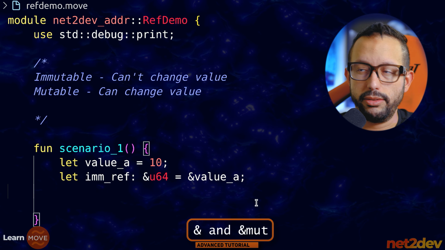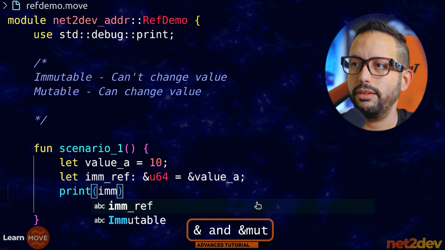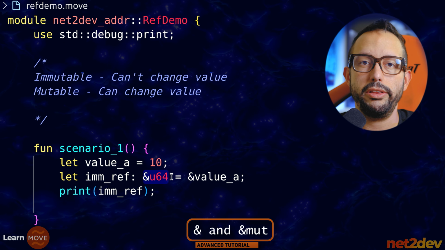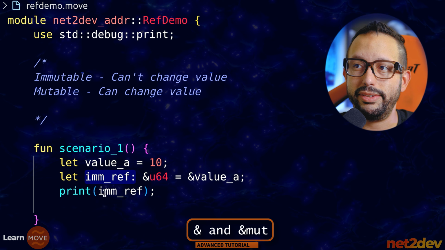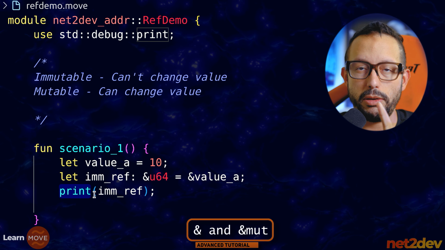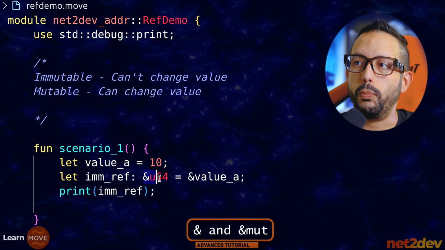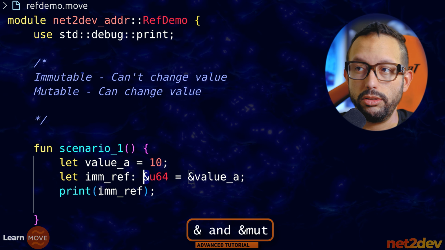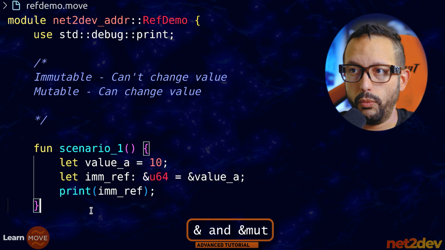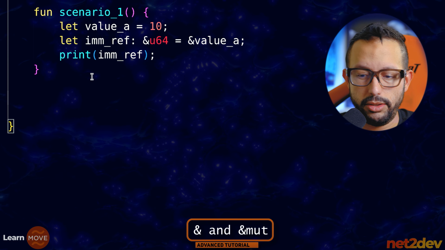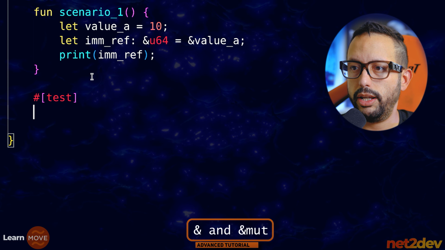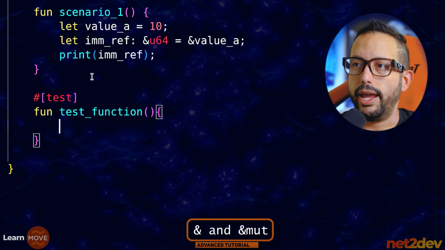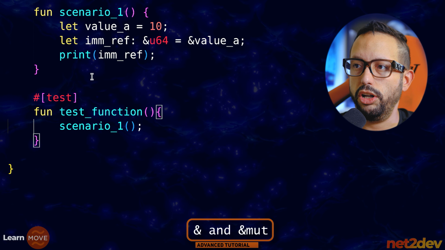If we print this, I'm gonna say print, and we are passing this. You can see that I am not appending the reference. We are already declaring this a reference type in the variable itself. Print is going to expect a reference to be passed, but in this case, because we are defining the reference on the variable, I don't have to apply that reference to the variable, okay? Now, we're doing a quick test. So let's do this, test function, and let's just call it scenario_1, done, okay?